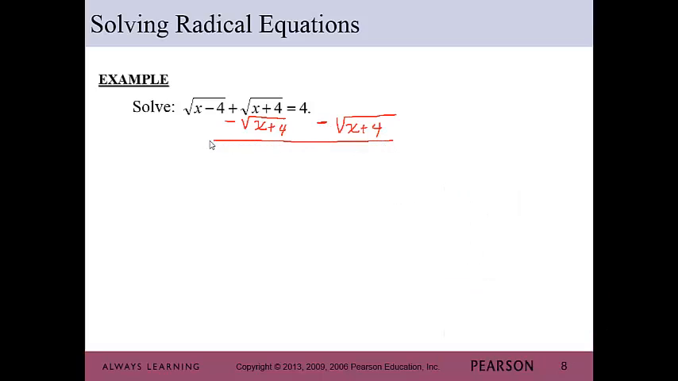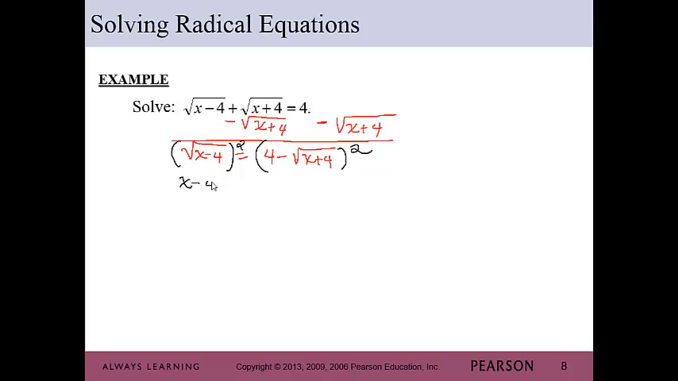So that'll be the square root of x minus 4 equals 4 minus the square root of x plus 4. Okay, now we need to square both sides. So we're going to square the square root of x minus 4. Then we're going to square all of this. And here, this is going to leave you x minus 4 equals 2.